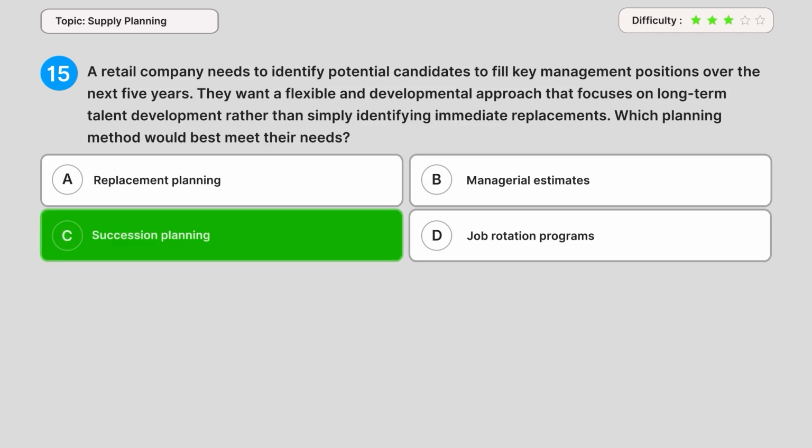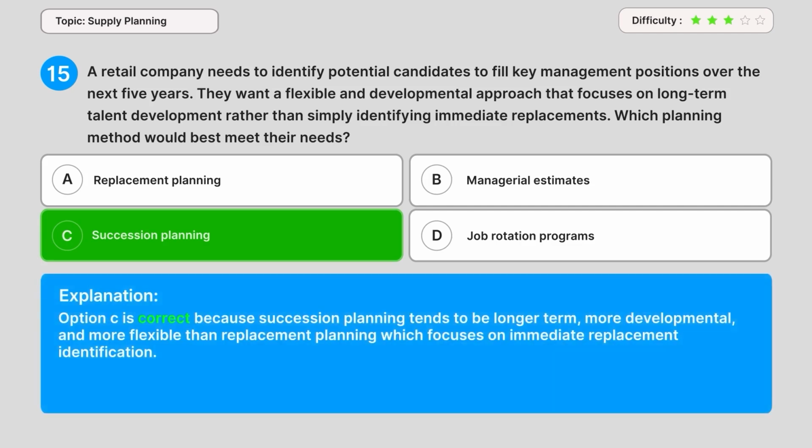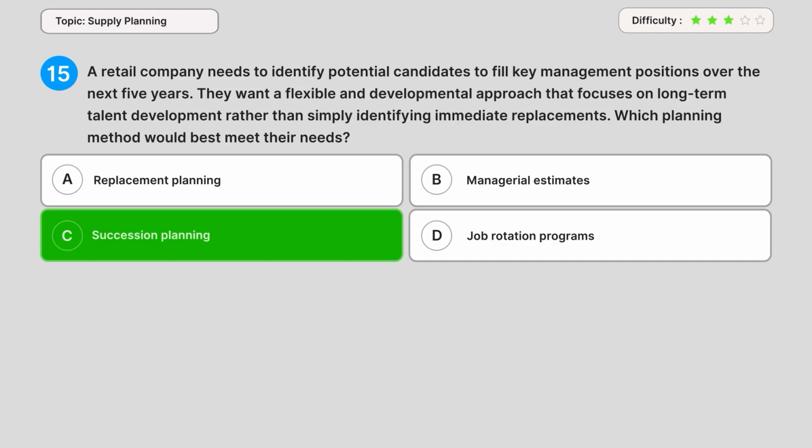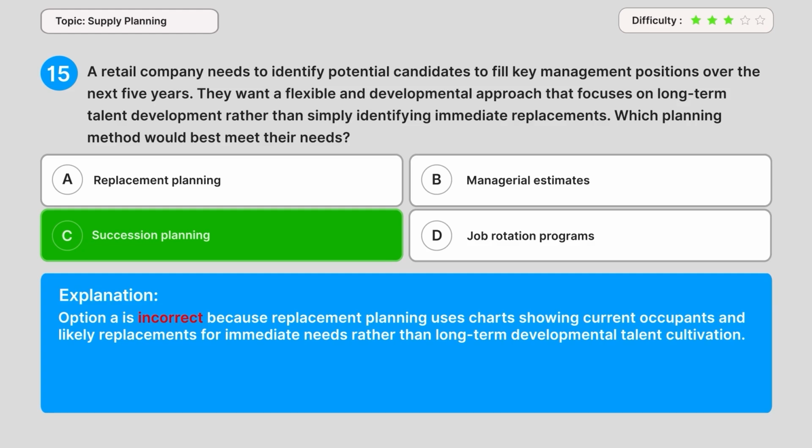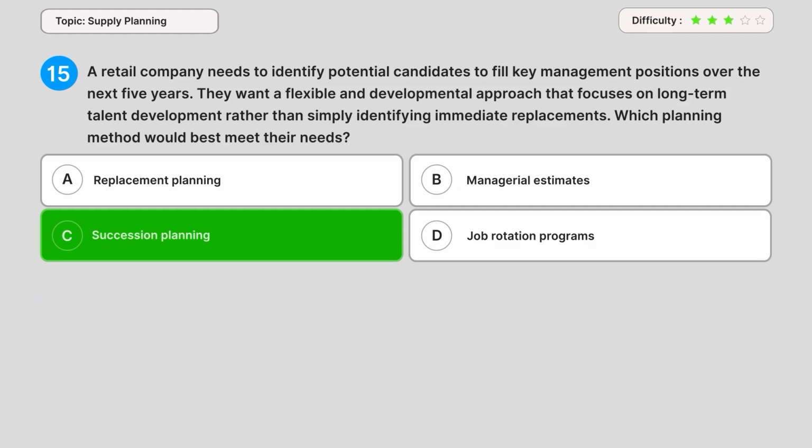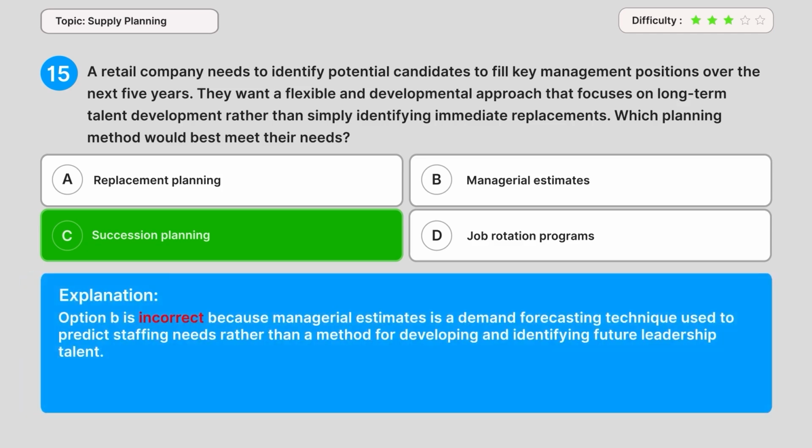Correct answer, C. Succession planning. Explanation. Option C is correct because succession planning tends to be longer term, more developmental, and more flexible than replacement planning, which focuses on immediate replacement identification. Option A is incorrect because replacement planning uses charts showing current occupants and likely replacements for immediate needs rather than long-term developmental talent cultivation. Option B is incorrect because managerial estimates is a demand forecasting technique used to predict staffing needs rather than a method for developing and identifying future leadership talent.